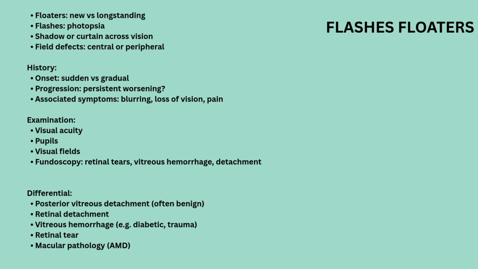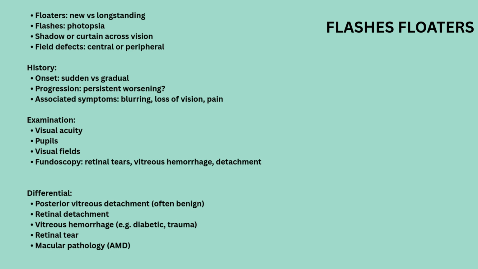Flashes and floaters, you can ask about whether they're new onset or whether they're chronic, and if they feel as if a curtain is falling over their eye. This specific symptom is indicative of retinal detachment. So keep that in mind. You can again ask about whether their central vision or peripheral vision is affected.